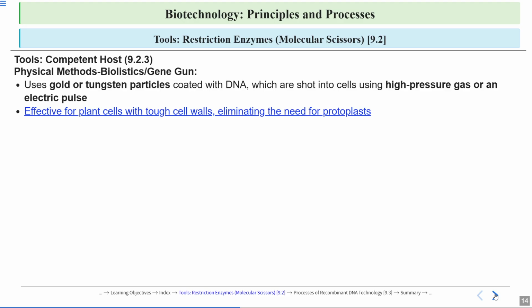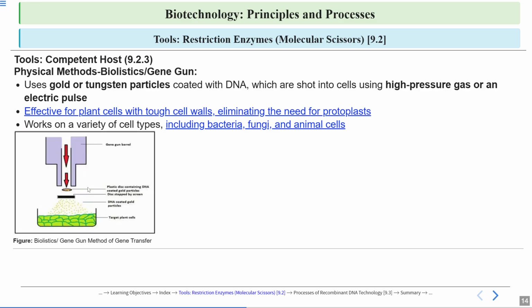For which organism is it useful? It is mostly effective for plant cells with tough cell walls, where it eliminates the need for protoplasts. It works on a variety of cell types, including bacteria, fungi and animal cells also. So here is the pictorial presentation.